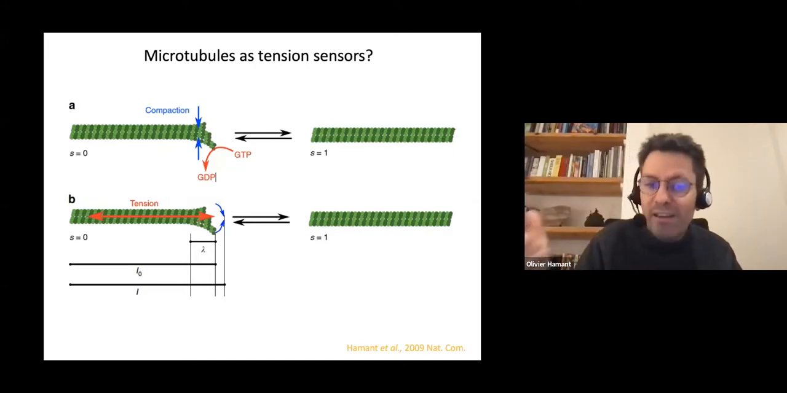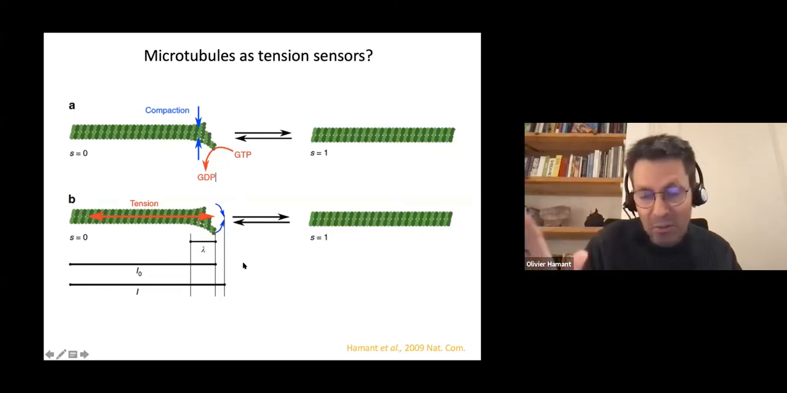So this is just one hypothesis where we could think that the shape of the end of the microtubule could be sensitive to tension levels and could promote polymerization. Of course, this is completely speculative. This is only a model, but something to dig into. And we could think of other possible models, of course.